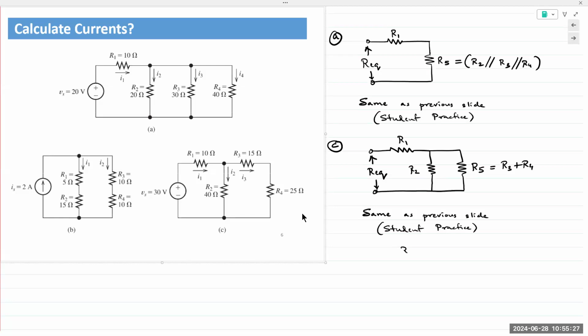So it's 40 and 40 in parallel. So this is 40. This is also 40. If you have two resistors with the same value in parallel, it's basically half. Req for R2 and R5 is 20 ohms. Okay, it's 20 ohms. Let's take a 10-second pause. Any questions?